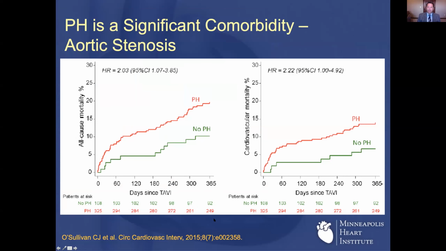However, when we do see pulmonary hypertension in the setting of valve disease, it is something to pay attention to, as this can affect mortality and morbidity. This is all-cause mortality in patients who underwent TAVR at a single site, demonstrating that the presence of pulmonary hypertension pre-op or pre-TAVR had a significant effect on mortality, all-cause mortality as well as cardiovascular mortality on the right.